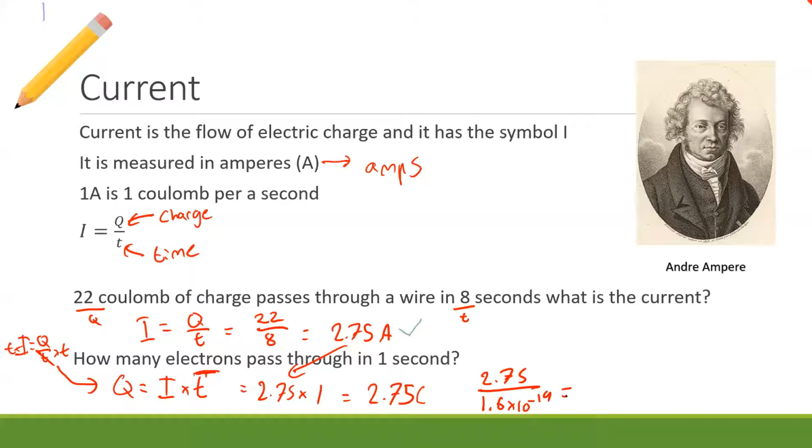If you don't have a calculator, you need to start bringing one to a desk, or you can pop open a separate window. I got 1.72 times 10 to the power of 19 electrons.